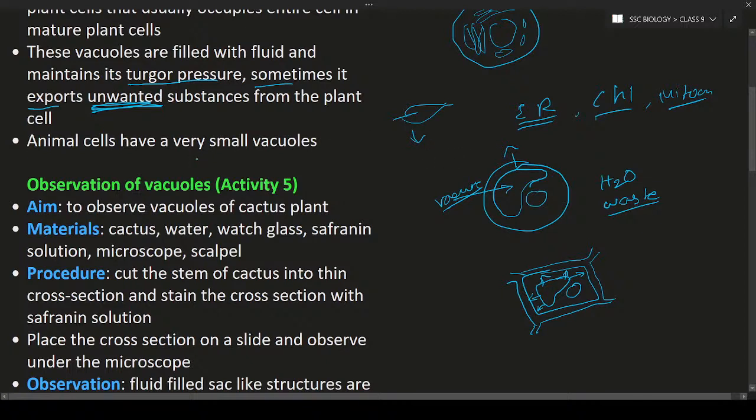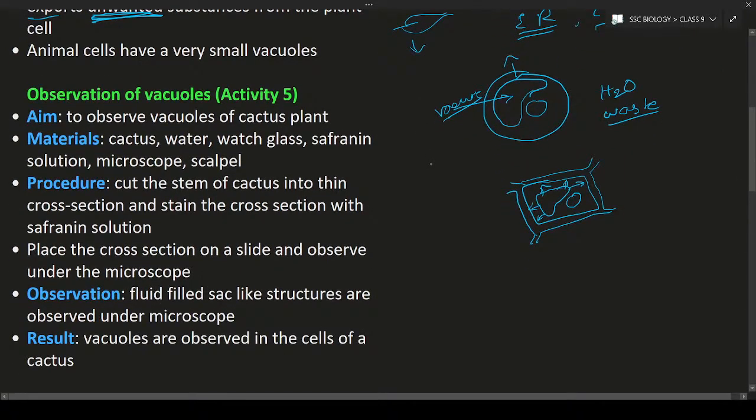And animal cells are also going to have vacuoles, but very small. In animal cells, vacuoles are present, but very small, and some cells may not have vacuoles. So this is about the animal cell vacuole. There is not much important role for vacuoles in animal cells. So this is about it.